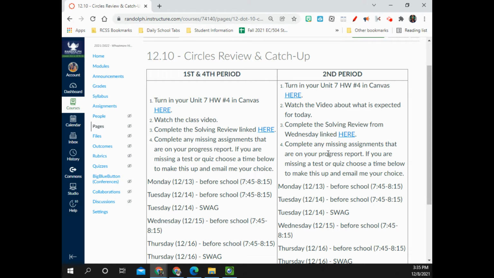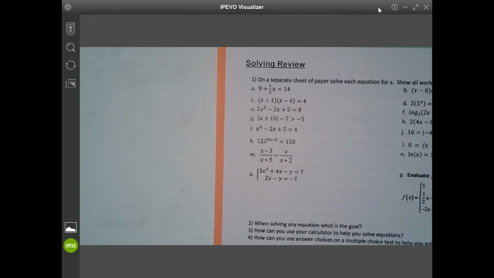First and fourth, here is what we are doing. Okay? Same thing. Make sure you're turning in homework number 4. You're watching the video already. The solving review. All right? You've actually done a lot of this. I just want to reiterate how it works. Okay? So, if you see this, and then we're going to use all Desmos.